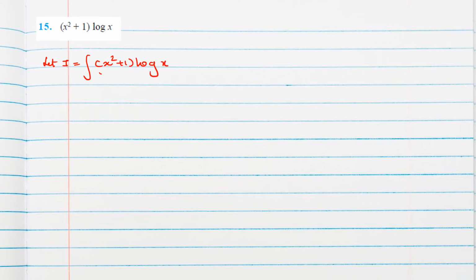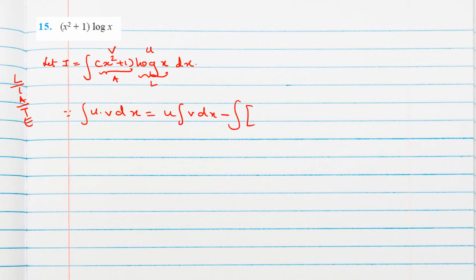Now this whole bracket we can consider as an algebraic function, and this is a log function. So we can recall the LIATE rule. Algebraic and logarithmic function, two functions we have. So this is our u, this one is v, the first function. Recalling the integration by parts formula, we can write: the integral of u v is u times the integral of v minus the integral of du/dx times the integral of v dx.